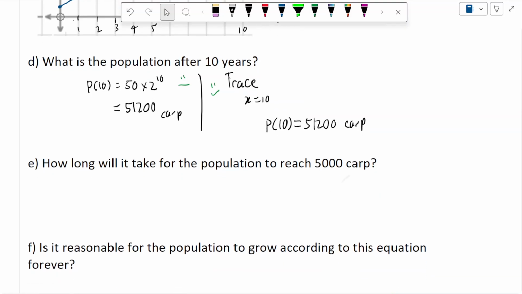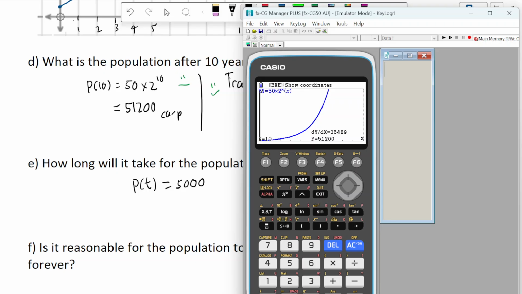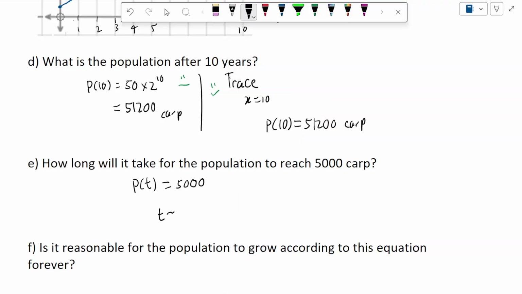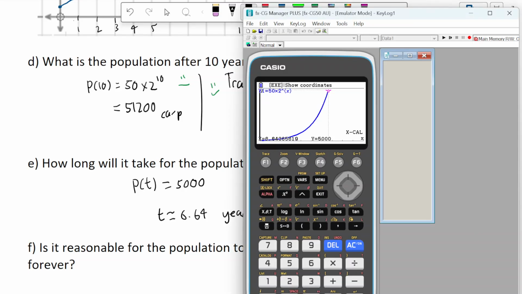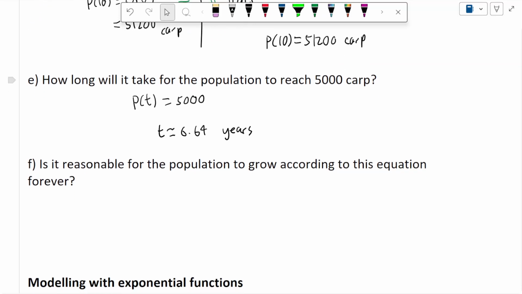Okay, how long will it take for it to reach 5,000 carp? So what we've got to do is solve P of t equals 5,000. We will learn tools to solve equations like this, but for this topic, we're just going to do it on the calculator. So we're going to go gsolve and xcal, and you're going to go 5,000 for the y value. You can see that it's 6.64. If you want to check and make extra sure you've got it right, you can just go trace and type 6.64. You should get y is about 5,000, down to some rounding, but we give 3 significant figures.